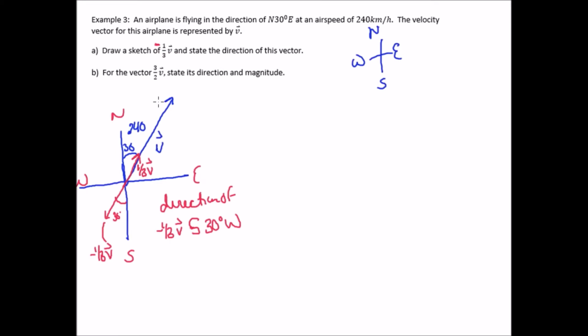Okay, now for b, for the vector 3/2, so 3/2 of vector v, state its direction and magnitude. So if we have 3/2 of vector v, if we're talking about the magnitude, we're actually doing 3/2 of 240. Okay, so it's 240 times 3 divided by 2, or just times 1.5, and we get 360 kilometers per hour. Okay, and the direction is going to be the same, 360 kilometers an hour, north 30 degrees east.